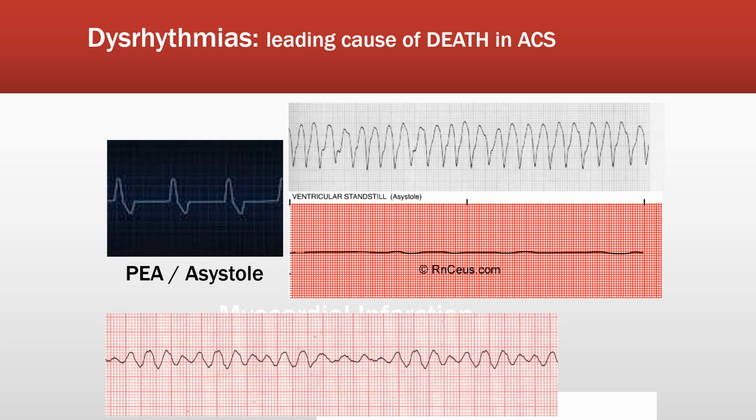This slide says it all. The leading cause of death in acute coronary syndrome is dysrhythmias, either shockable, VFib or pulseless VTAC, or non-shockable, PEA or asystole. The leading cause of death is dysrhythmias.